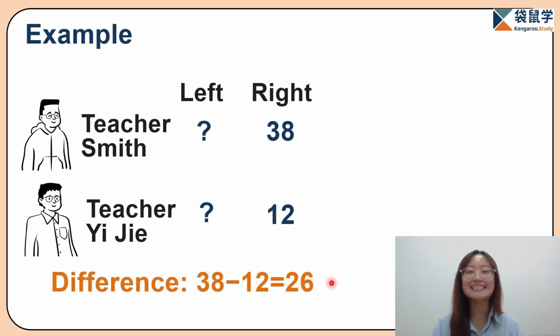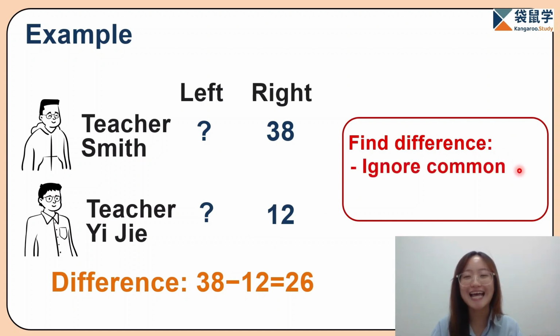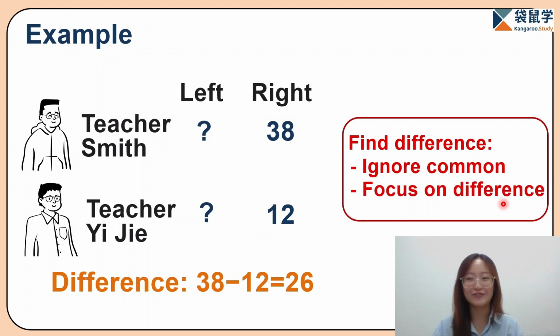The answer is 38 minus 12. Why do we not need to consider this part? It is because they are equal and they have no difference. So when we have common parts, we can ignore them and focus on the difference. So here is the summary. When we want to find the difference, we can ignore the common parts and focus on the difference. Alright, so let's see how we can use this to solve our question.